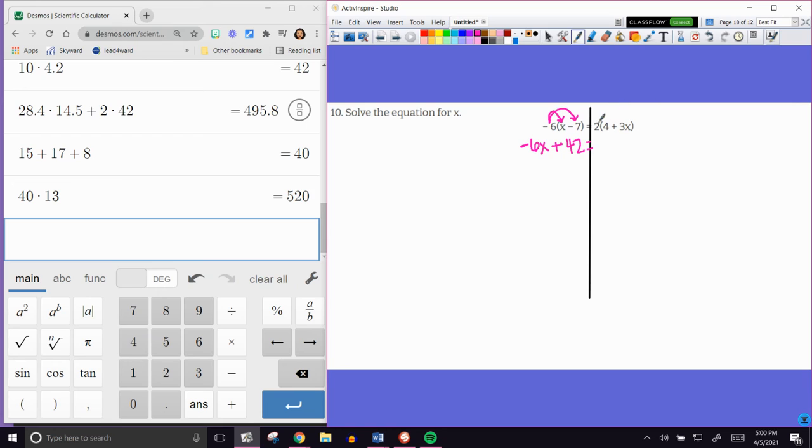Same thing on the right side. 2 times 4, that gives me 8. And then I have 2 times +3. That would give me +6, and these are x's.